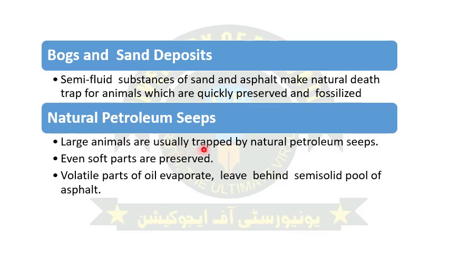Large animals are usually trapped by natural petroleum seeps. Even soft parts are preserved. Volatile parts of the oil evaporate, leaving behind a semi-solid pool of asphalt. This asphalt acts as a preserving material in which an organism can be preserved as a whole. As in the initial slides, we discussed the rhinoceros deposits, which are preserved in oil seeps.